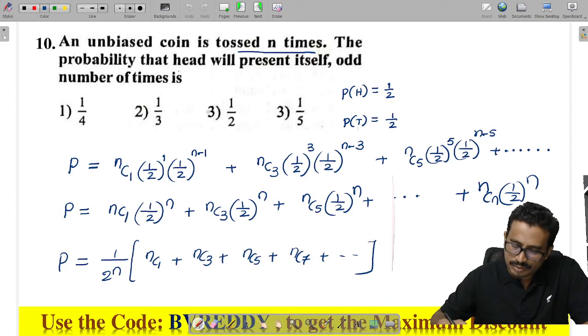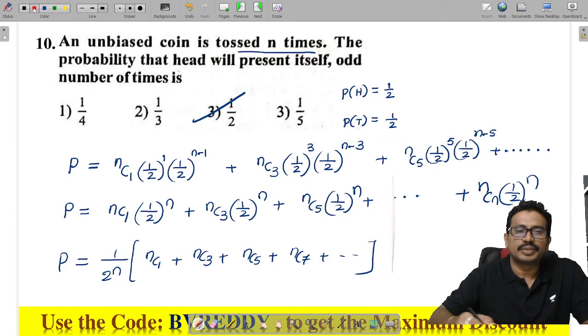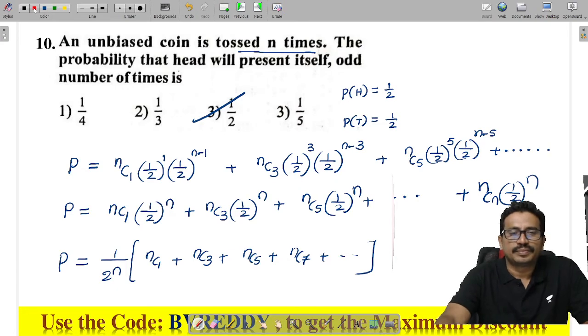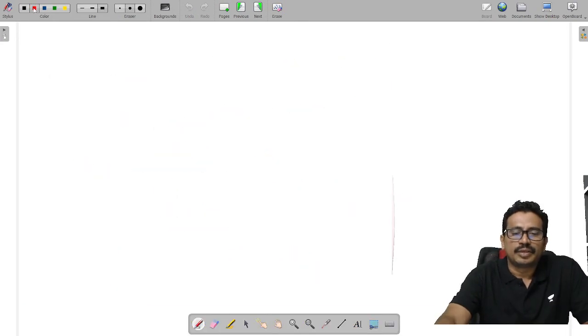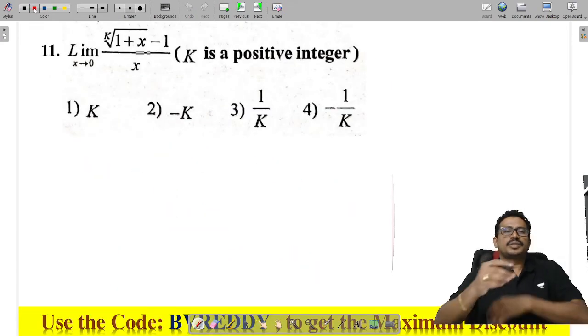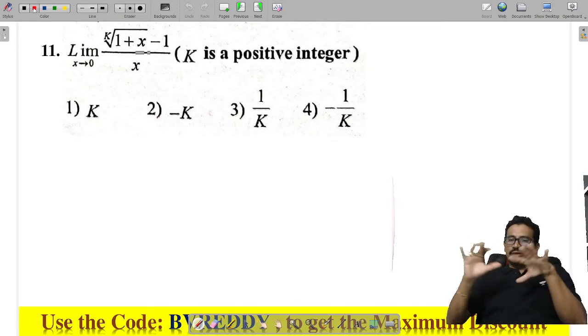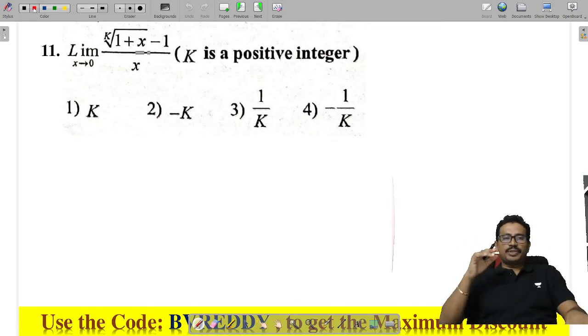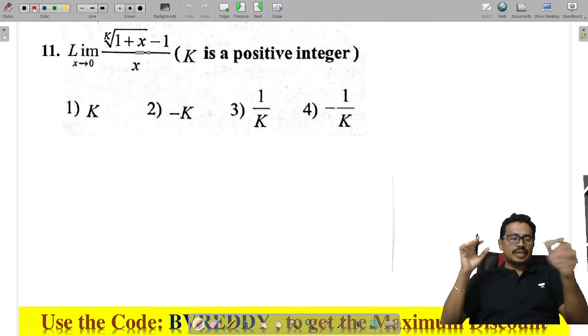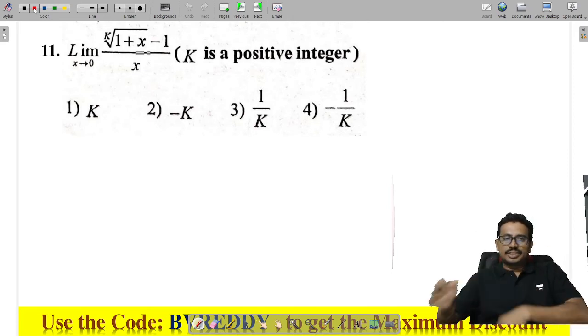So option 3, third option. Next problem. Yeah, we completed the probability problems. Now we are entering into calculus problems. Let's see the first problem.